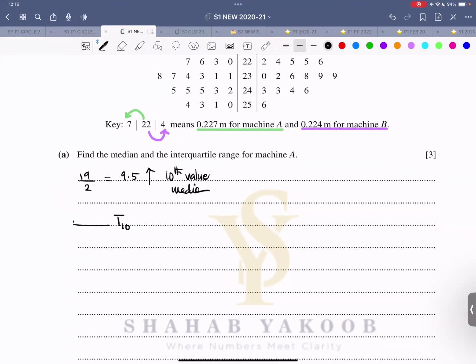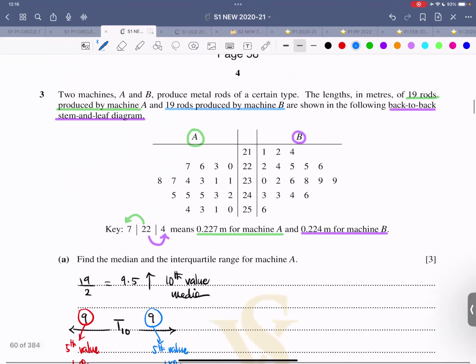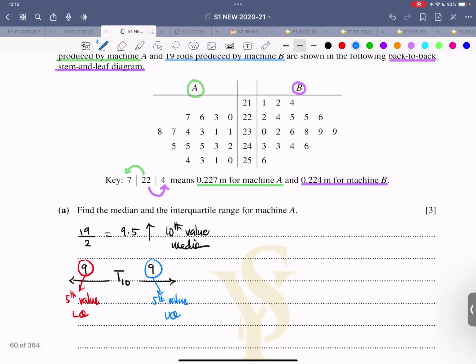And then there are 9 small values on this side, 9 larger values on this side. Out of these 9, the mid value is the 5th value. That would be the lower quartile. And out of these 9, the 5th value will be the upper quartile. So now, first of all, let's locate the median.